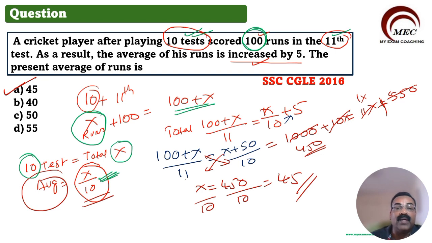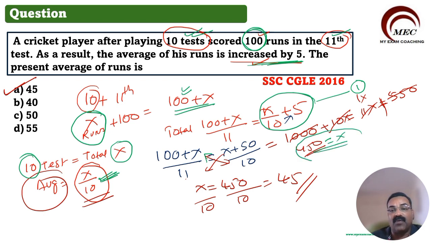But we know in the 11th test, when he scored 100 runs, it becomes 100 plus X by 11. The average increases by 5. When it increases by 5, the X by 10 will become X by 10 plus 5. Now this is the equation we need to solve. When you solve it by cross multiplication, we got the value of X is equal to 450.